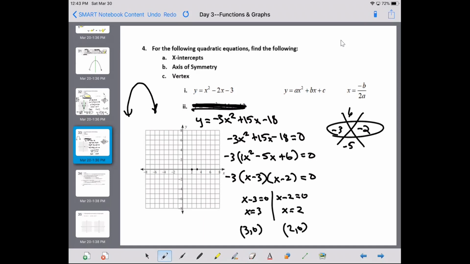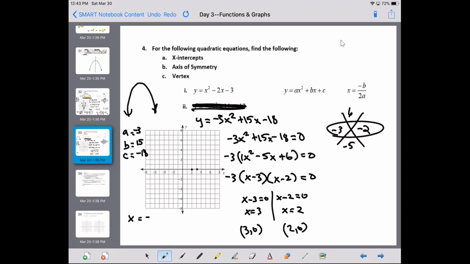And it's going to be kind of a skinny graph, narrow, because of the -3 as the coefficient. And then my axis of symmetry, that's going to be negative. So A, let's go back up here and list A, B, and C. A is -3, B is 15, C is -18. So with your axis of symmetry, you're only dealing with A and B.